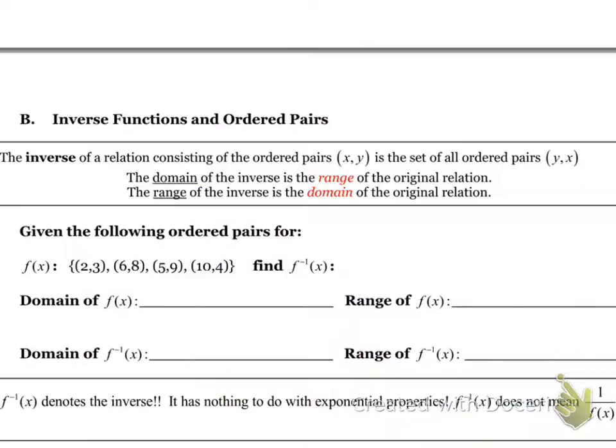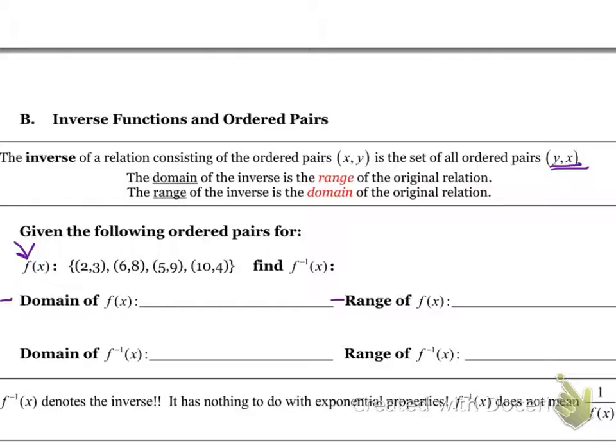Okay, so inverse functions when given ordered pairs. If we have the ordered pair (x, y), then the inverse is all of those points, but instead we change them into (y, x). If we're swapping the places of x and y, that means it affects the domain and range as well. The domain of the inverse is the range of the original, and the range of the inverse is the domain of the original. Let's first answer the domain and the range of this original function f of x.